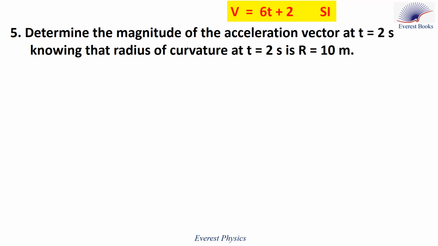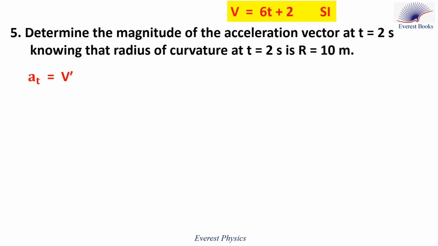Let's move to part 5. Determine the magnitude of the acceleration vector at time 2 seconds, knowing that the radius of curvature at time 2 seconds is 10 meters. To calculate the magnitude of the acceleration vector at a certain instant, we need to find the values of the tangential and the normal accelerations at this instant.